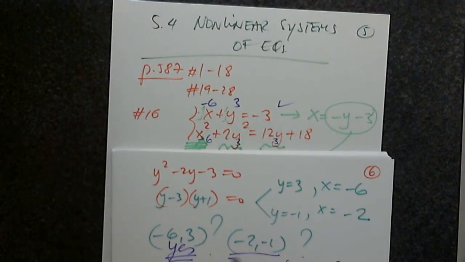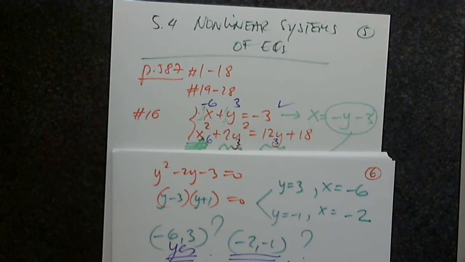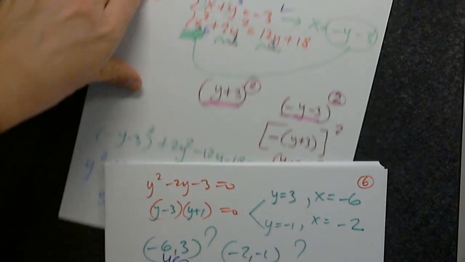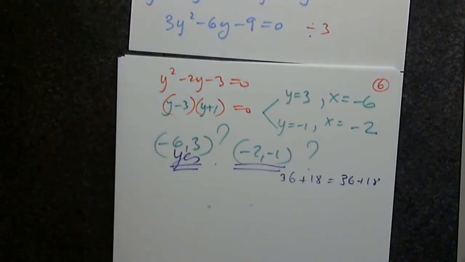I'll let you check negative 2 comma negative 1. Is that okay? Very good. Now let's look at an elimination. Please choose one. Same idea, but a little bit more work for nonlinear, right? Between 28, 19, and 20? Yeah, the next set. Addition method or elimination, yes.